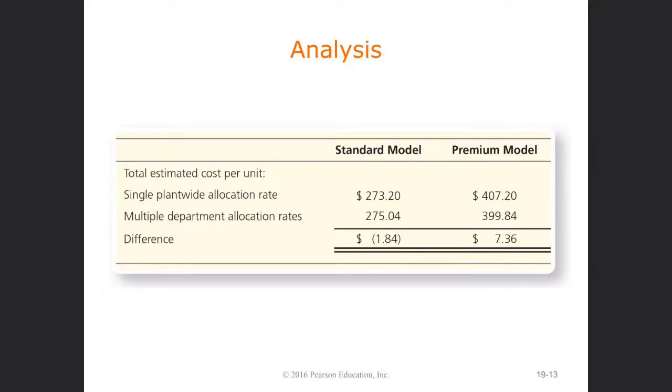So we see here that under the standard model, our single plant-wide allocation rate was 273. The premium model was 407. For our multiple department allocation rates, our standard model cost is 275 and our premium model cost is 399. The difference between the two for our standard model is $1.84 negative, and for our premium model, the difference is $7.36.